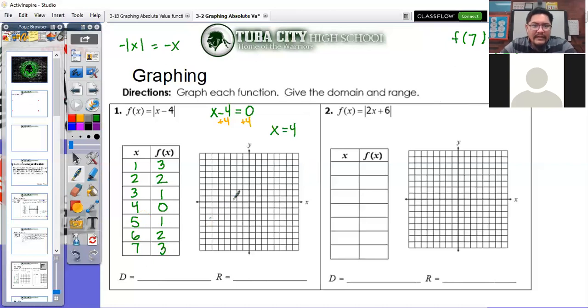Now from here, we can go ahead and start graphing it. So over 1 up 3, and then the second point is over 2 up 2, over 3 up 1, over 4, 0. And again, this middle area should be our vertex. So over 5 up 1, over 6 up 2, over 7 up 3, which it does look like that middle was our vertex.